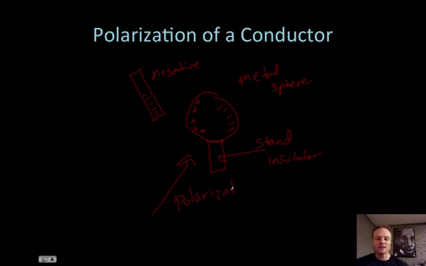Basically, the ball is still overall neutral. There's an equal number of protons and electrons, but basically the left side of the sphere is positively charged, and the right side of the sphere is negatively charged, even though the whole sphere itself is actually neutral. There has been no charge transferred to the ball. It's just basically a separation of charge.